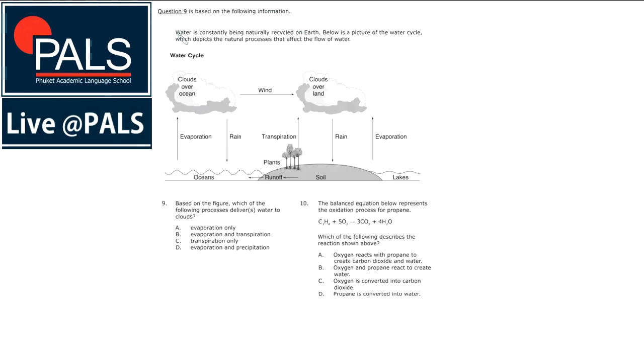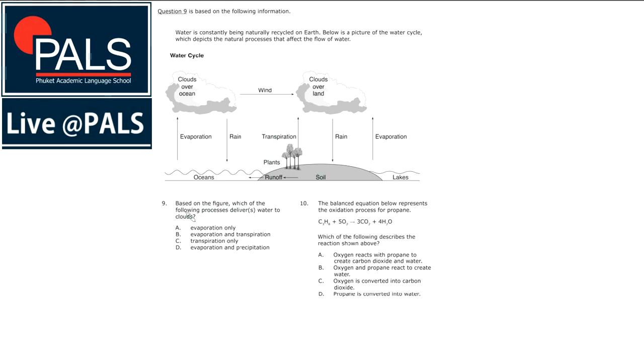Question 9 is based on the following information. Water is constantly being naturally recycled on Earth. Below is a picture of the water cycle, which depicts the natural processes that affect the flow of water. So we have clouds over the ocean, wind blowing the clouds over land, we have rainfall, evaporation, transpiration, more evaporation, plants doing transpiration, water in the soil, and runoff into the oceans, and probably as well runoff into lakes.